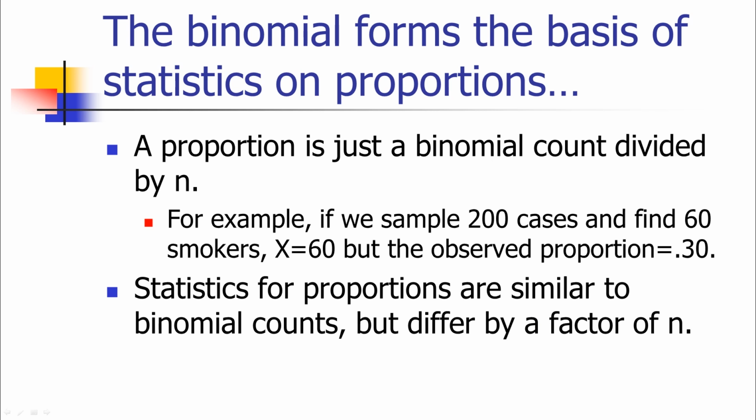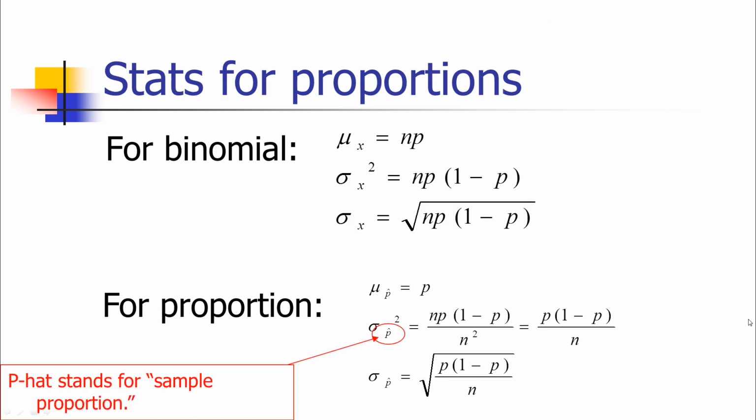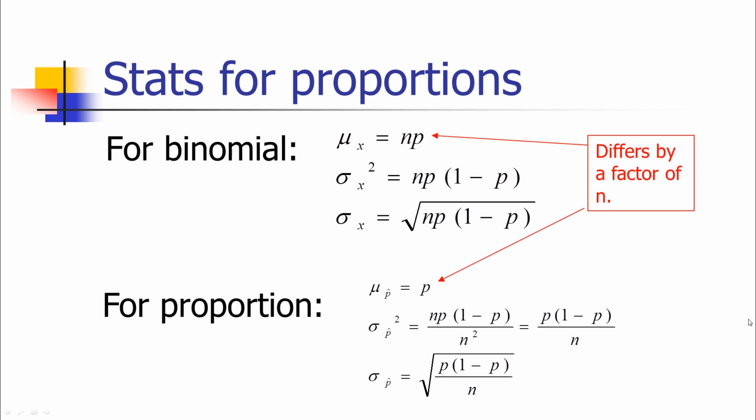So you'll just notice when we do statistics on proportions, it'll look a lot like the binomial, but everything will differ by a factor of n. So a statistic on a proportion, when I represent that as a p hat, that means a sample proportion. If I want to know what's the mean and standard deviation of a sample proportion, those fall right out of the mean and variance for a binomial. So the mean is just p. That's np for a binomial divided by n, because a proportion divides by n. That's the mean for a proportion is p.